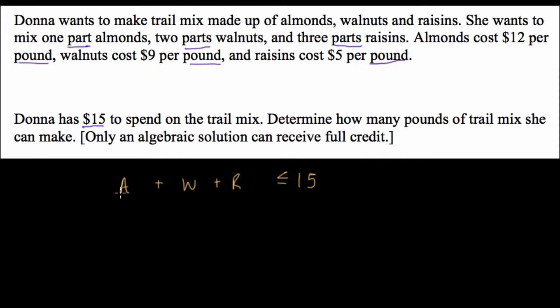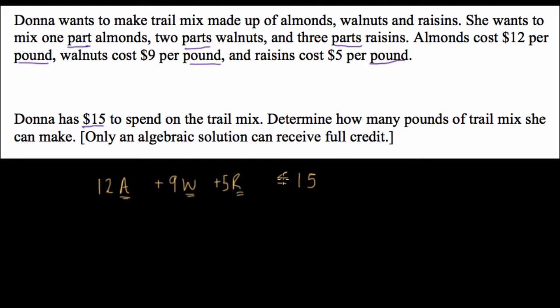So we don't know how many pounds we're buying of each ingredient for the trail mix. We just know how much they cost. What we do know is that almonds are $12 per pound. So maybe A is the amount of pounds of almonds we're buying, and 12 is the cost of each of those pounds. Walnuts are $9, so W would be the amount of pounds of walnuts, and raisins are $5 per pound, so R would be the amount of pounds of raisins.